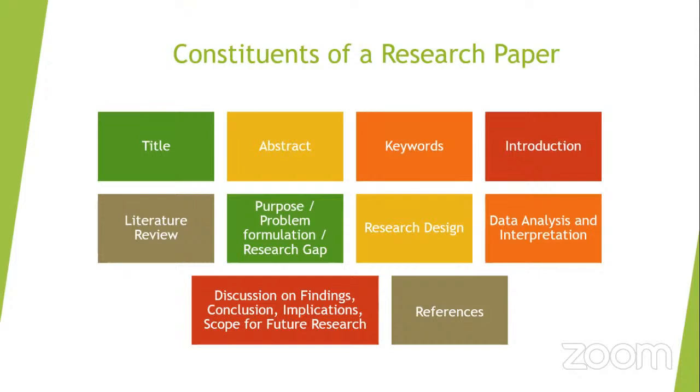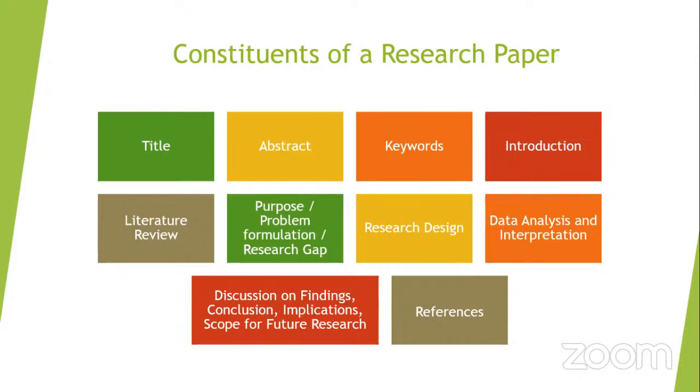Then we have discussion, findings, conclusion, implications, and scope for future research. This is the most important part in a paper, where you justify that you have actually contributed to the existing body of knowledge. You have to write how your paper has come out with new things which were not there in the literature, and how its base, its premise, is still connected with the existing literature. Okay, so you have to keep a watch on that.